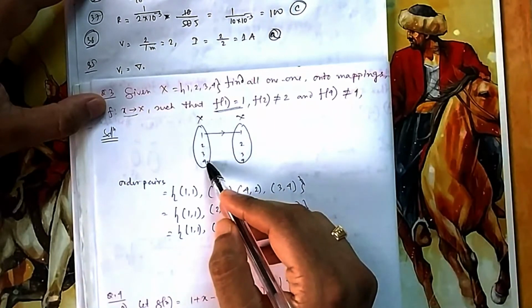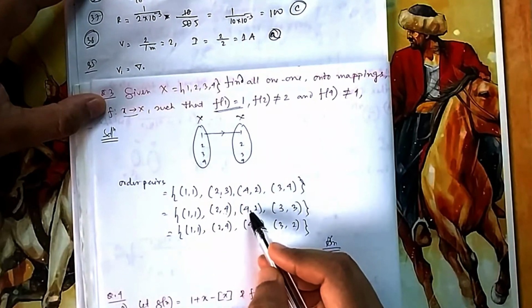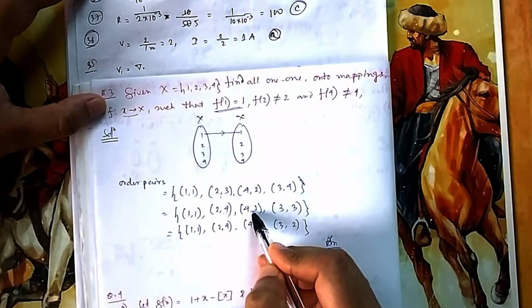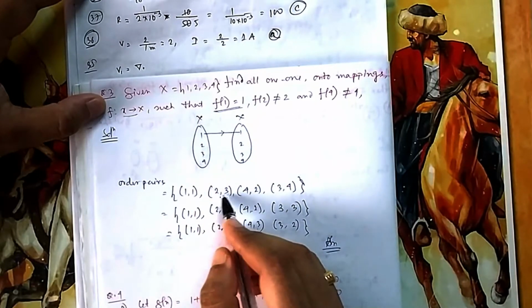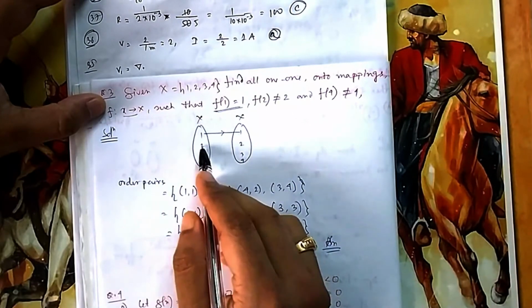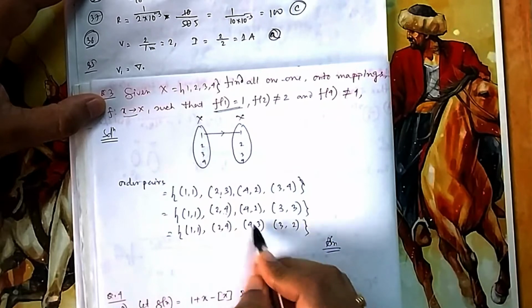So 4 can go to 2. Here also it can go. 4 can also go to 3. But if 4 is going to 3, then 2 to 3 will not be a possibility. So it will come with 2 to 4. So 2 to 4, then 4 to 3 is also a possibility. So write all these things.